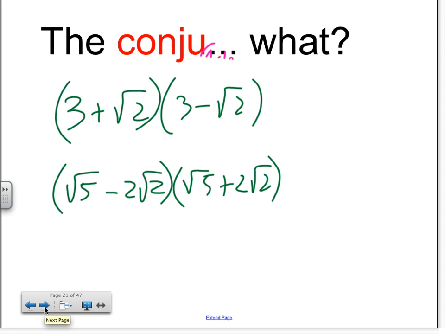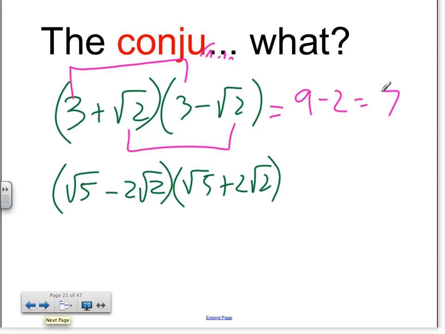Remember, when we have the conjugate and multiply it, the middle term will always cancel. Meaning, all we have to do is worry about multiplying the first two and the last two. So think about this. If we multiply just the first two, what do we get? 9. The last two? Minus 2, because rad 2 times rad 2 is rad 4, rad 4 is 2. And 9 minus 2 is 7. You see it?